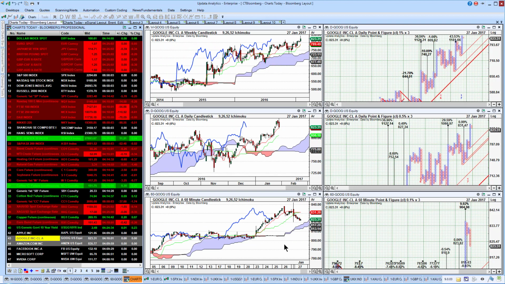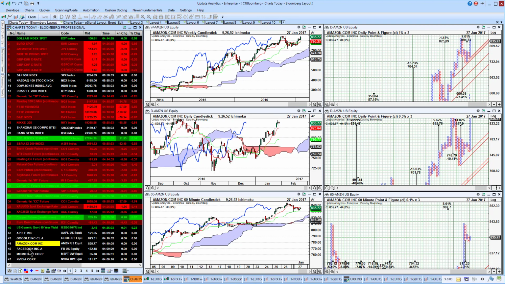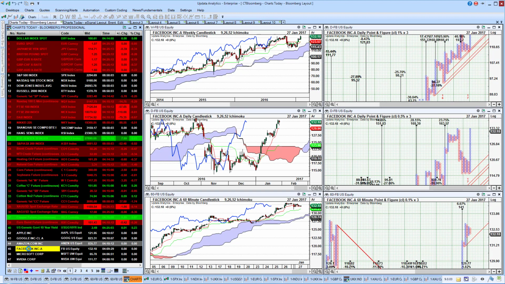Google results disappointed a little bit, but the price is still above the cloud. Amazon above the cloud on all three time frames. Tech looking extremely strong. Last three stocks, Facebook, Microsoft, and Nvidia, are stocks I hold. I should probably declare that.